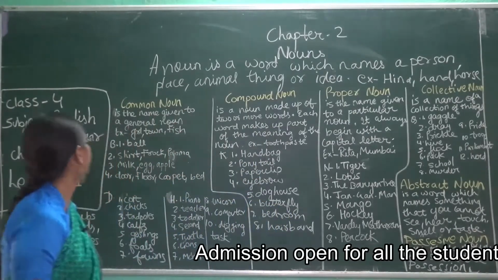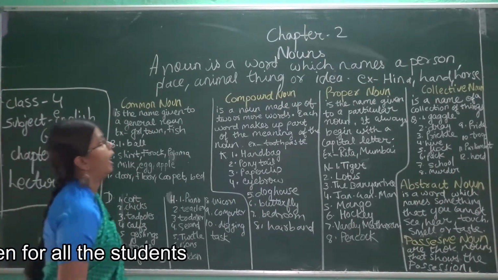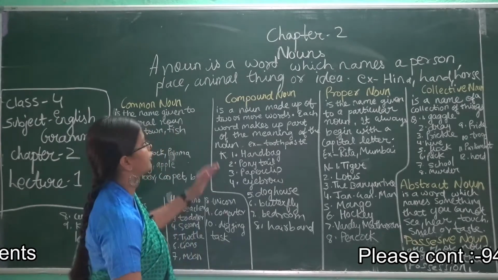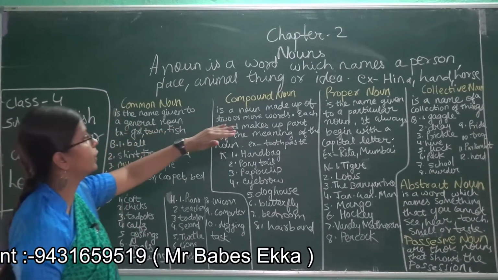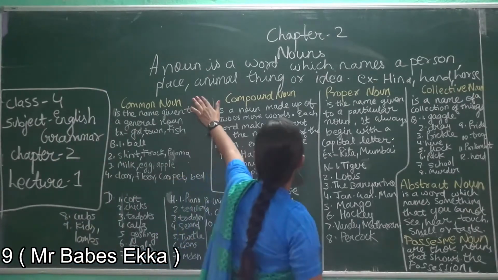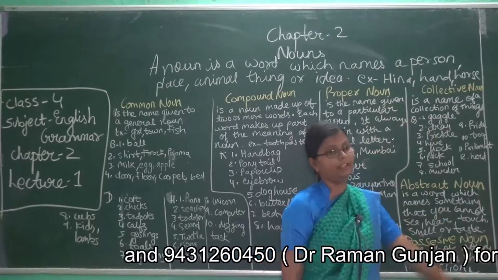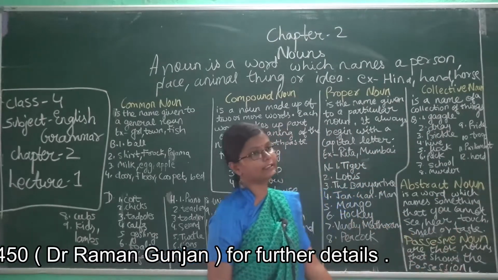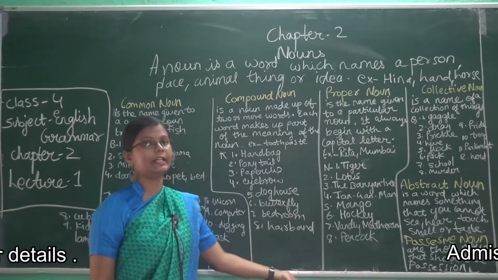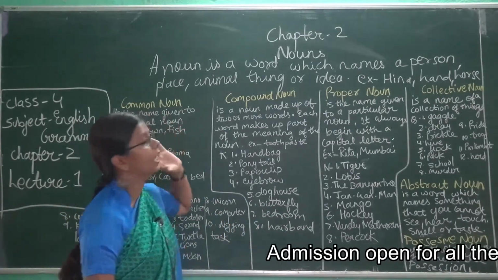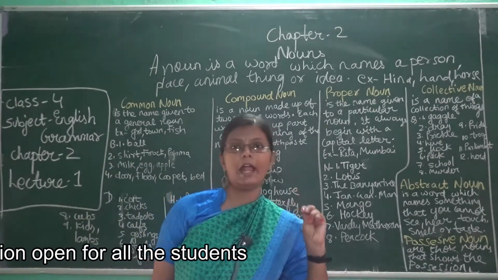Today I am taking your English grammar chapter 2, and today we are going to discuss chapter 2, nouns. A noun is a word which names a person, place, thing, animal or idea. In previous classes we have studied nouns. We studied that a noun is the name of a person, place, thing or animal.